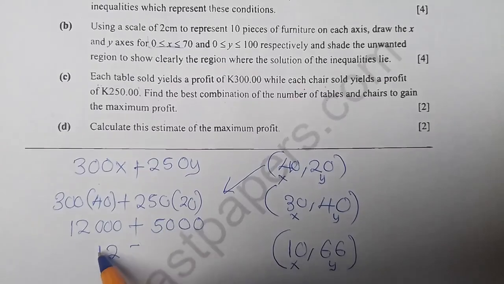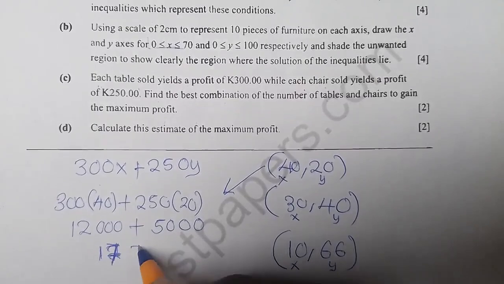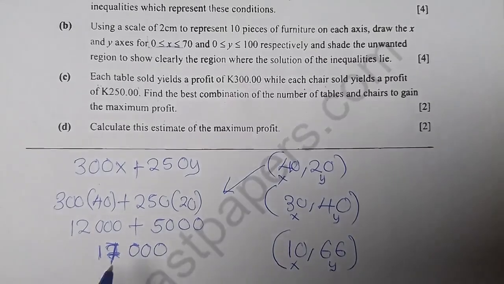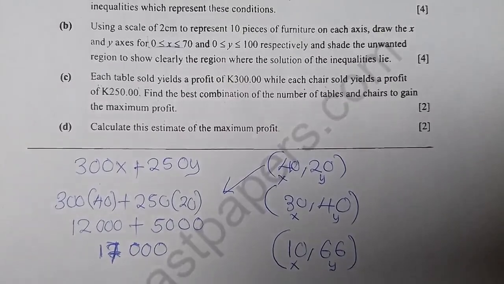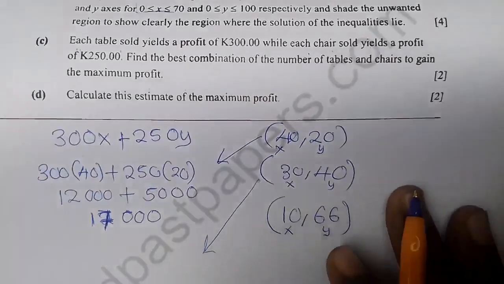So 12,000 plus 5,000 is 17,000. This is the answer there. So that is for that one. I move to this one here. I'm going to write it there.